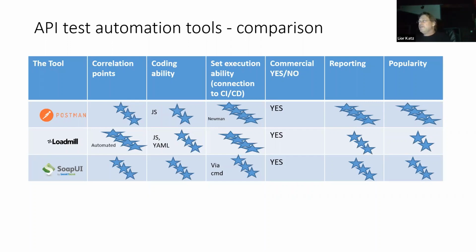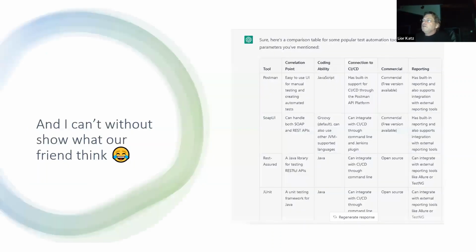SOAP UI supports both SOAP and REST very easily, and I think that the solution is good. But you can see the score is almost the same for all three.